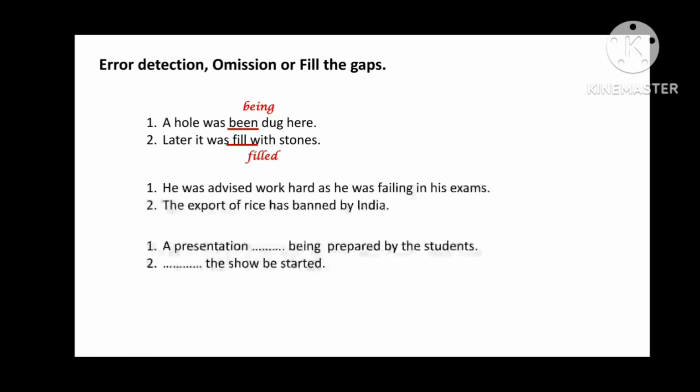Next two questions are on omission. That means a word is missing in the sentence and we have to find that word. He was advised to work hard as he was failing in his exams. The export of rice has been banned by India. Last, gap filling. You have to simply fill in the blank. A presentation is being prepared by the students. Dash the show be started. It should be, let the show be started.